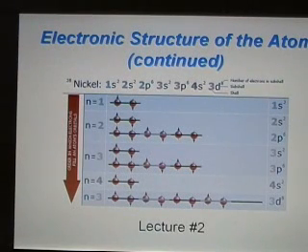Building on what we worked on in lecture number 1, we're now going to continue to talk about the electronic structure of the atom. What we'll do is review how to write electron configurations for cations and anions. Then after that, we'll talk about how to calculate the effective nuclear charge on an electron in an atom or an ion.